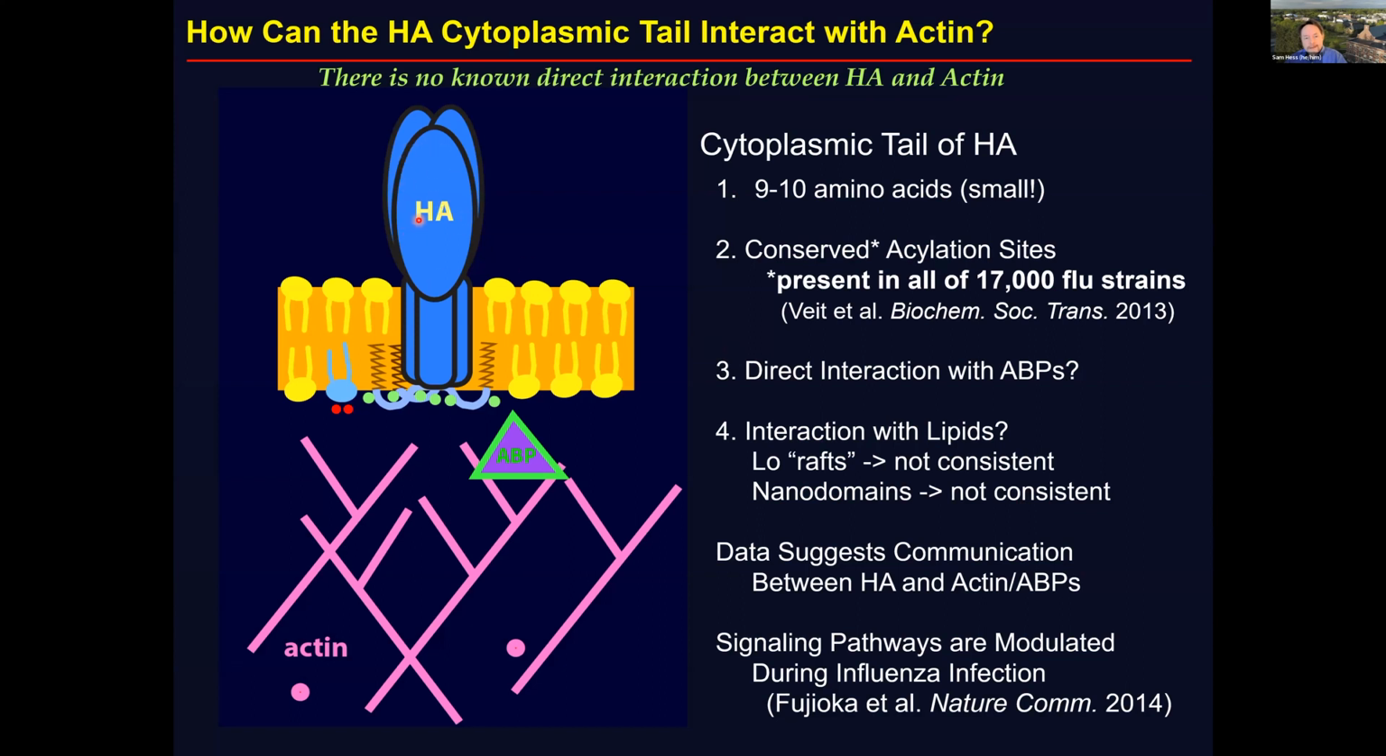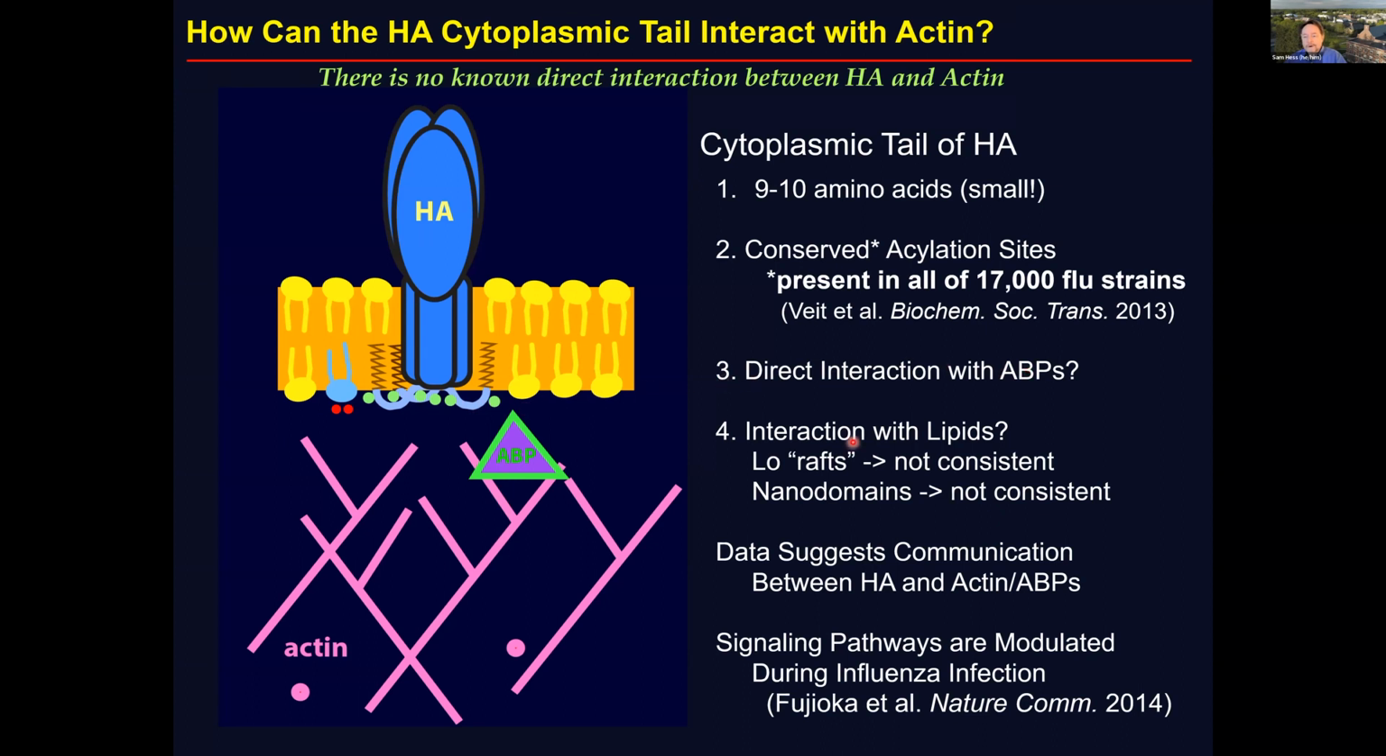HA has an ectodomain that sticks out of the cell, a transmembrane domain that's buried in the membrane, and a short, roughly 10 amino acid tail, which is the only part that sticks into the cell. How is it that this 10 amino acid long tail could bind to actin directly? There is no known actin binding between the tail and a monomer or an actin binding protein. And it's so small that it isn't even big enough to contain an actin binding domain. So how could this happen?